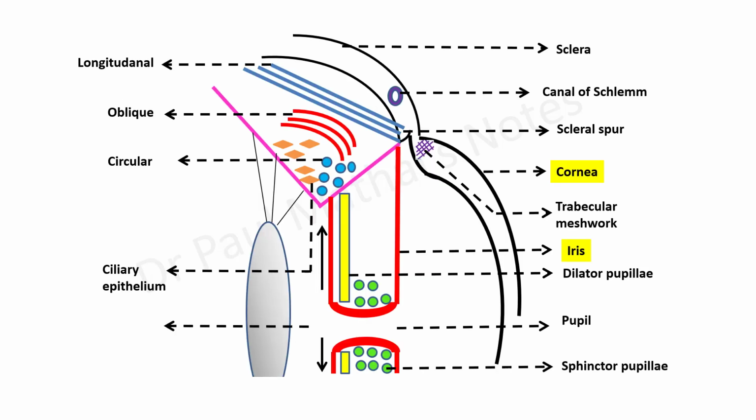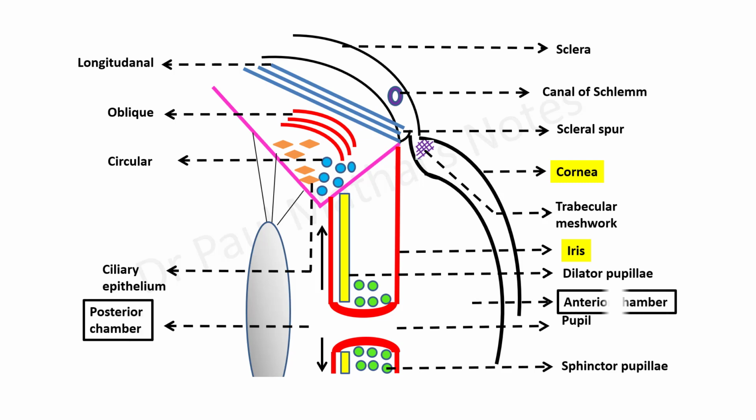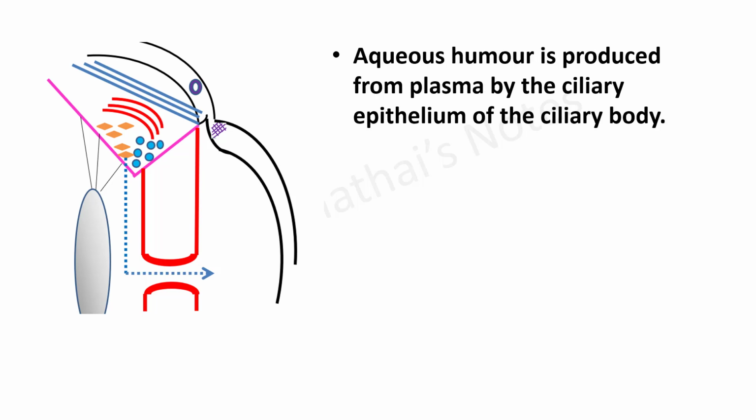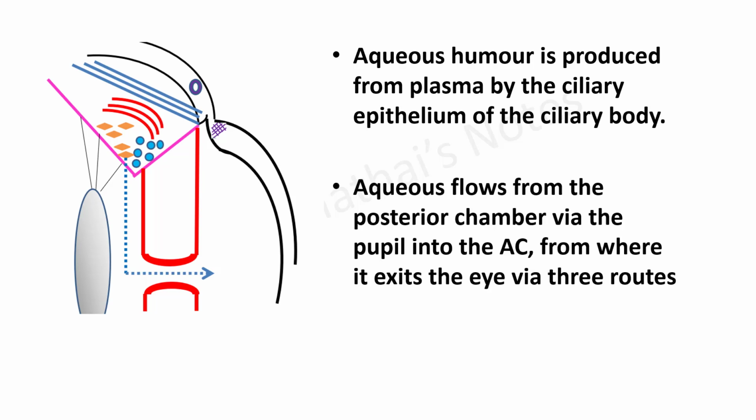So, what we are looking at here is the posterior chamber of the eye, and this would be the anterior chamber of the eye. Aqueous humor is produced by the ciliary epithelium that is seen in the ciliary body, both the superior and inferior ciliary body. The aqueous humor flows from the posterior chamber via the pupil into the anterior chamber, from where it exits the eye via 3 routes.